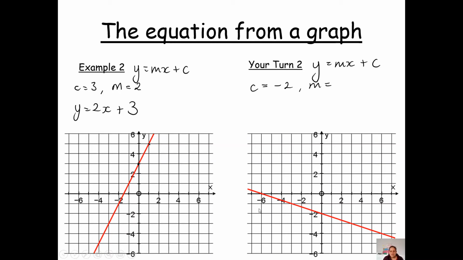So checking the gradient, 2 points that we can read exactly. Here's 2. We're going along 3, 1, 2, 3, and down 1. So it's minus 1 over 3. So y equals minus a third x minus 2.